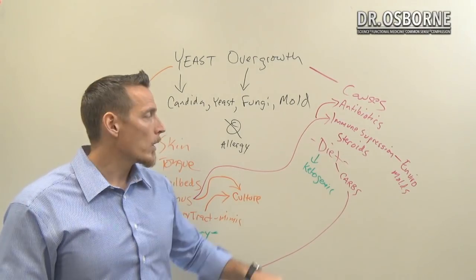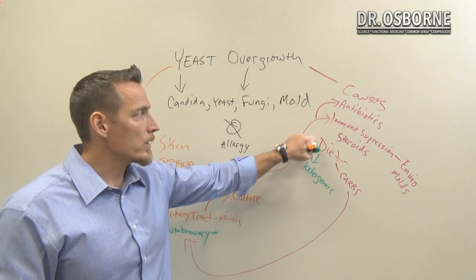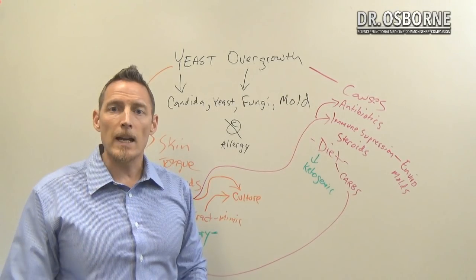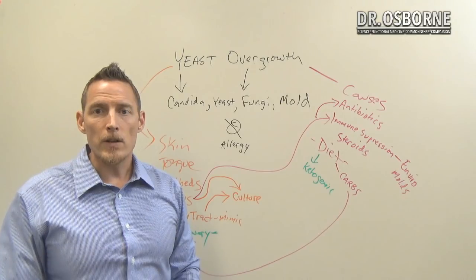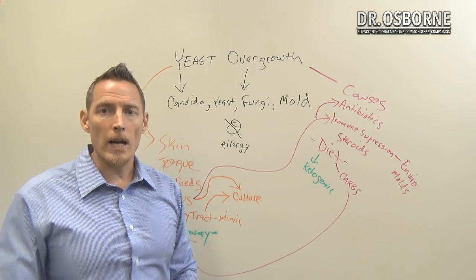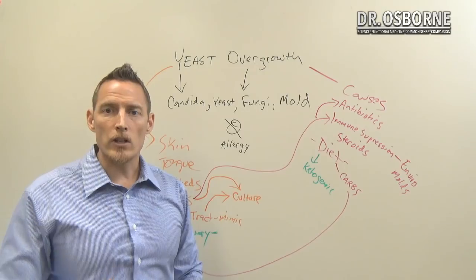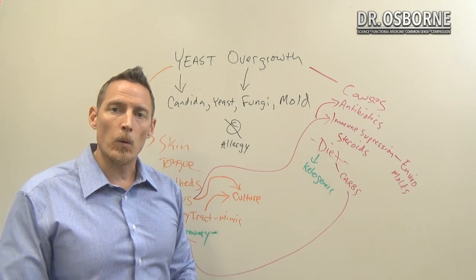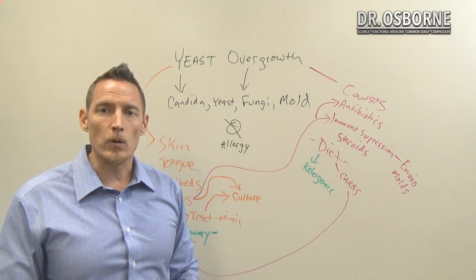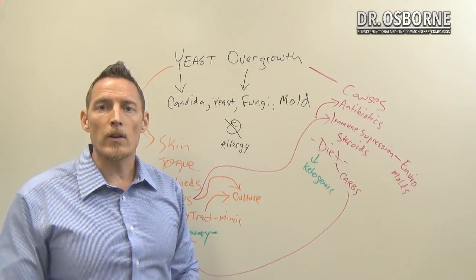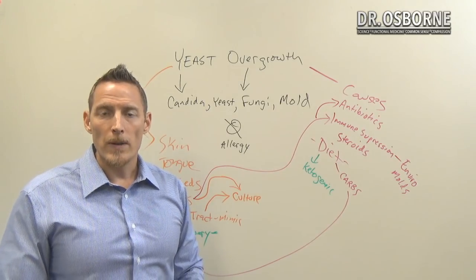So one of the better diets to consider with a yeast overgrowth is a low fermentation diet, which doesn't mean you have to remove all carbohydrates. You can still eat lots of vegetables. You can still even eat small quantities of certain kinds of fruit, but you would want to avoid foods that are easily fermentable.